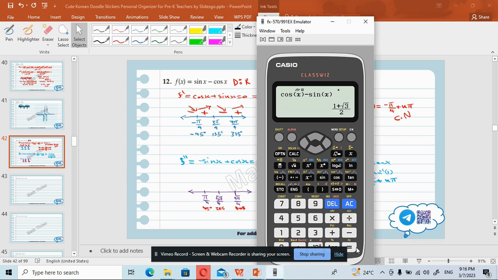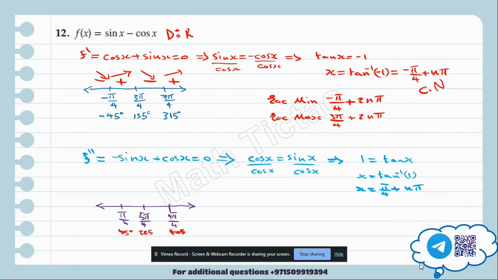Then calc at 300, between 225 and 405, which is positive. So positive, negative, positive. And then beyond 405, calc at 410. This is negative. So in here this is positive, negative, positive, negative. So this is concave up, this is concave down, this is concave up, this is concave down.